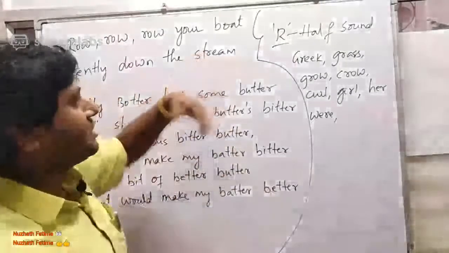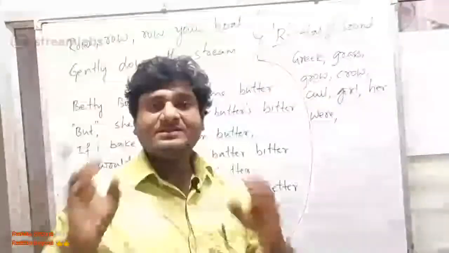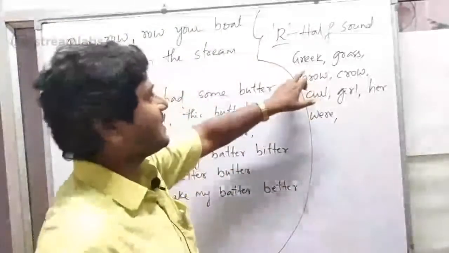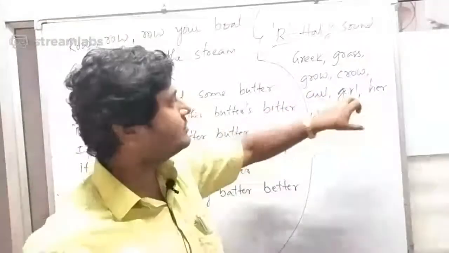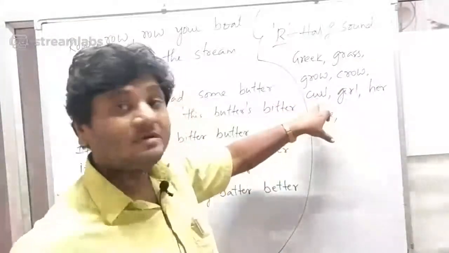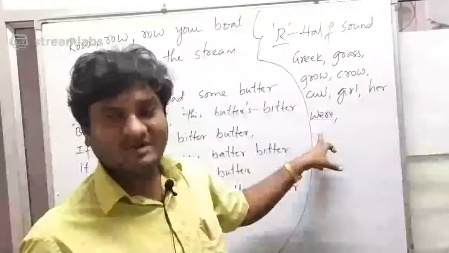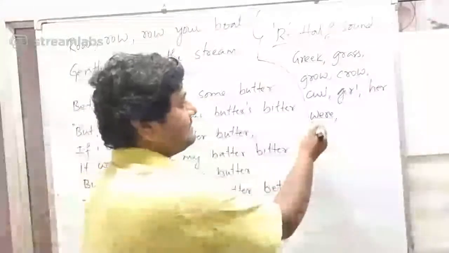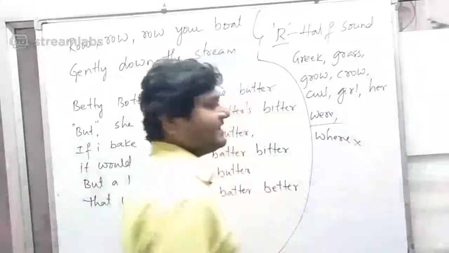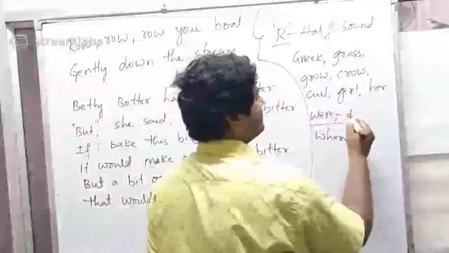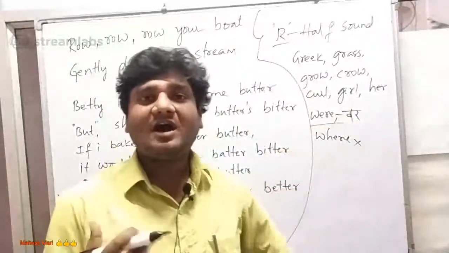Okay, so how to pronounce R? You must always keep half sound of R. See here, neutral and natural. Greek, grass, grow, crow, curl, girl, her, were. Okay, many people pronounce this one as where. It's not where, it's were. So just keep R half sound.